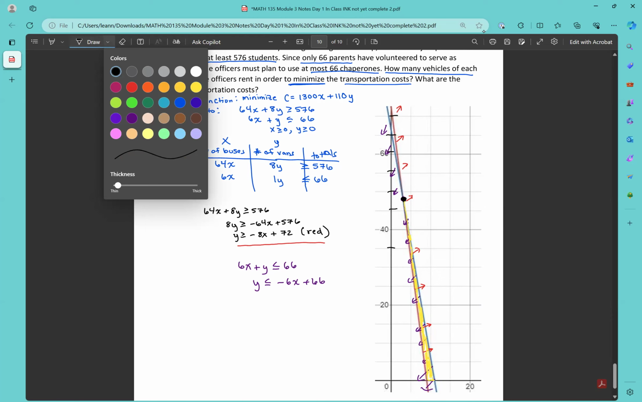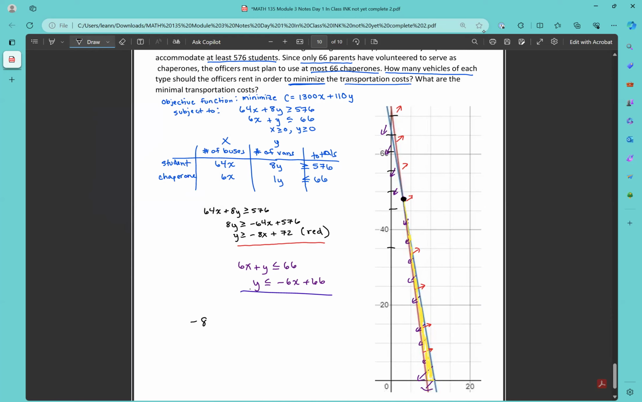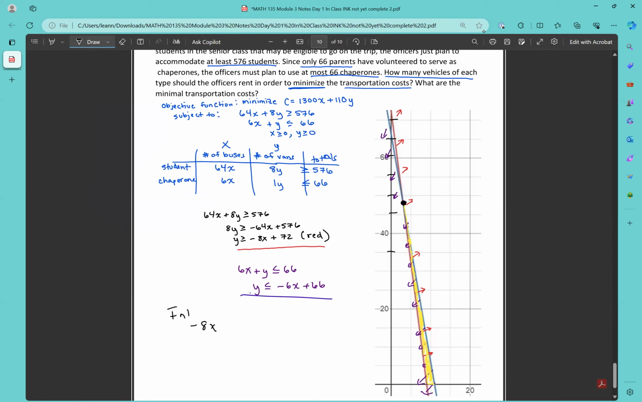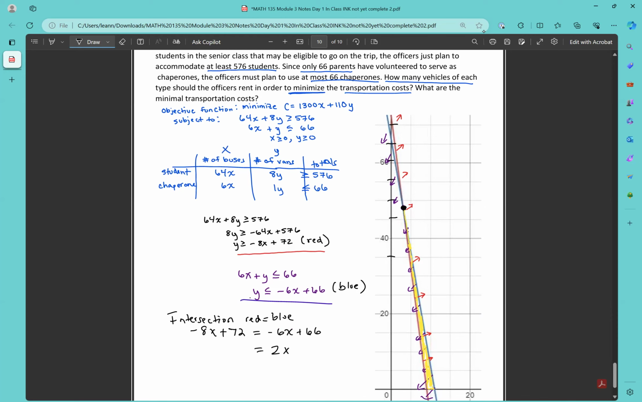So remember, we set our two inequalities that crossed, which was our blue line and our red line, equal to each other when they're solved for y equals mx plus b, and we'll be able to find our intersection. So this is the intersection of red equal to the blue line. Negative 8x plus 72 equals negative 6x plus 66. Add the 8x over, that'll be 2x. Subtract the 66 over, that's going to be 6. Divide by 2, we get x equals 3. So we know that this point has the x coordinate of 3.